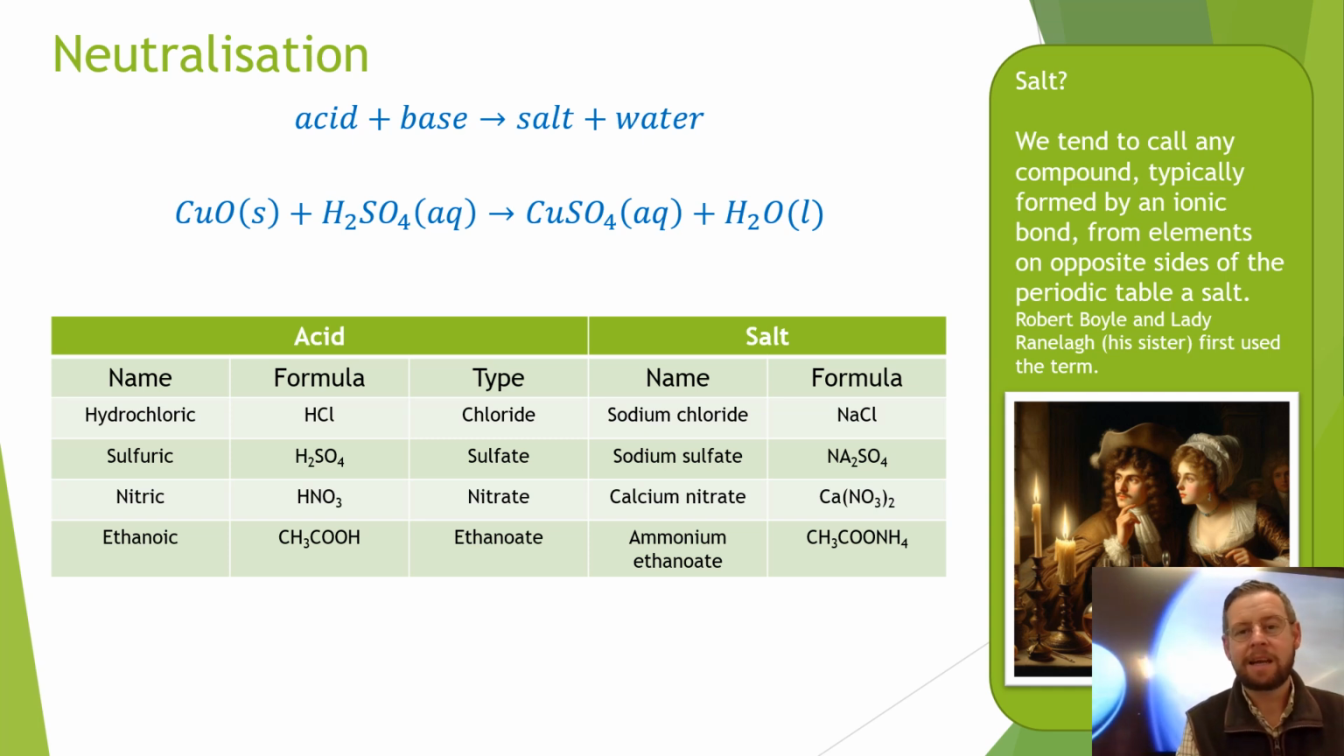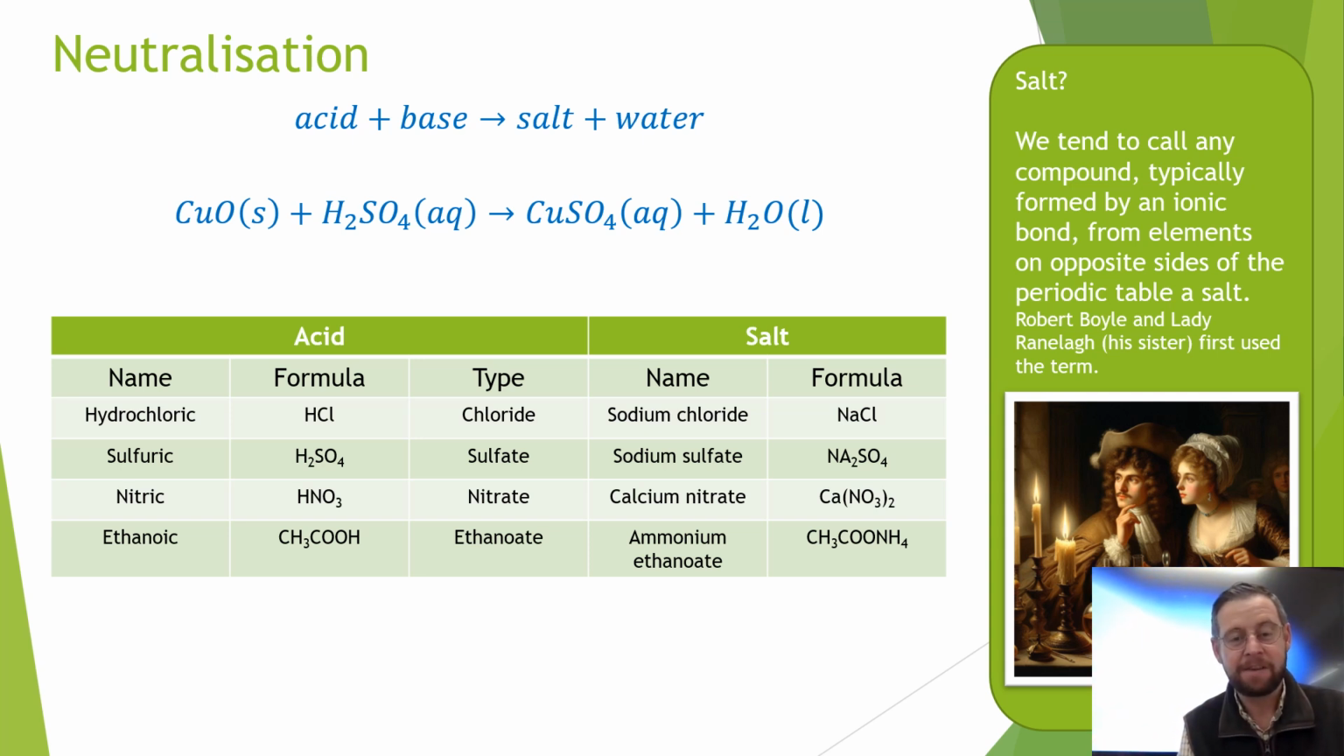Well, first of all, let's look at water's water. We know what water is, but what do we mean by salt? You might be familiar with table salt. That actually is an example of a salt, but there are more salts than just table salt. But you see, we tend to call any compound that is formed by an ionic bond between elements from opposite sides of the periodic table a salt. And this was where Robert Boyle and Lady Ranelagh, his sister, first used the term salt. It was in this very reaction here that it was first used.